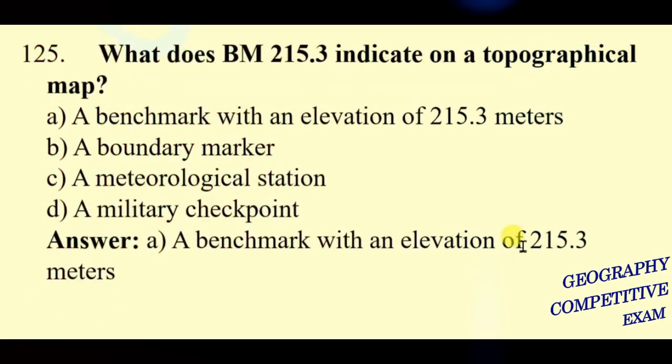What does BM mean? Benchmark. BM 215.3 indicates on a topographical map a benchmark with an elevation of 215.3 meters, a boundary marker, a meteorological station, a military checkpoint. Here the right answer will be a benchmark with an elevation of 215.3 meters, because it is mentioned as BM 215.3.